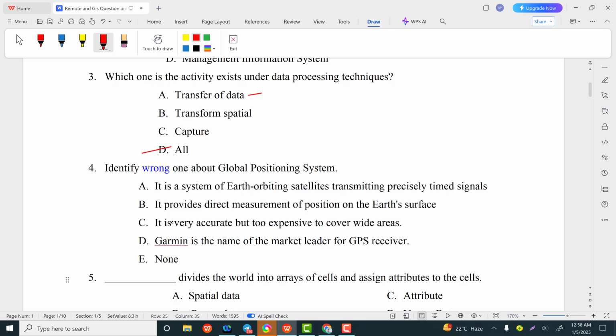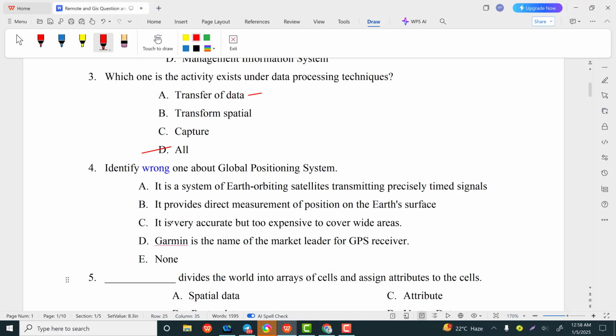Question number 4. Identify the wrong one about the global positioning system. A. It is a system of Earth orbiting satellites transmitting precisely timed signals. Yes. GPS consists of Earth orbiting satellites, 24 satellites orbiting around the world. B. It provides direct measurement of position on the surface. Yes, it provides access to directly measure the position of any geographic phenomena on the surface.